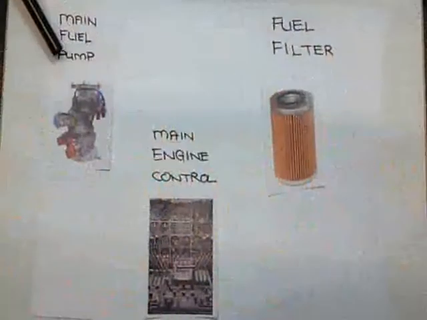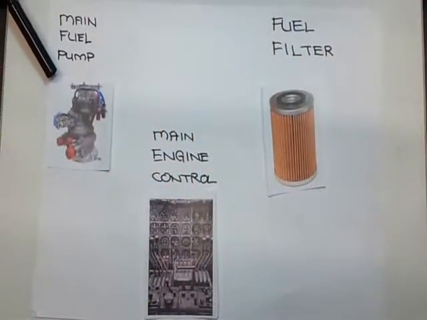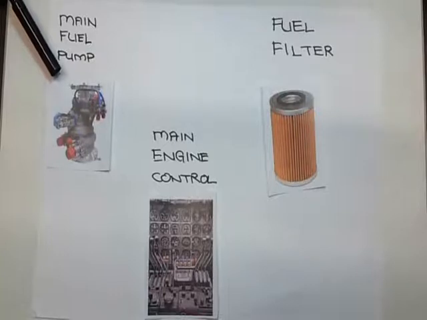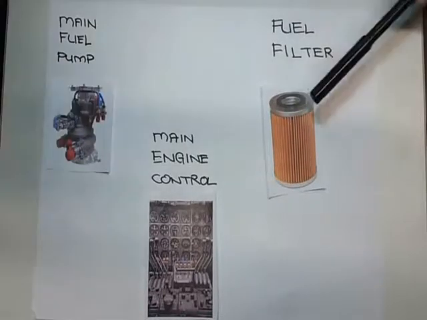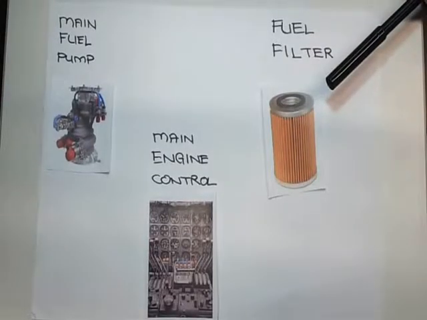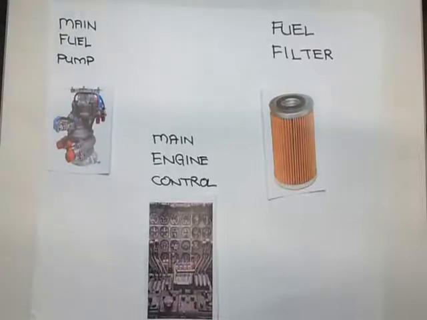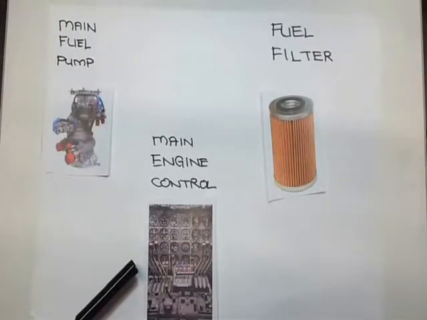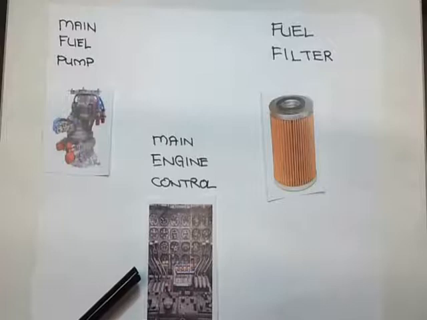The one at the top left is called the main fuel pump. It is a pump that pumps fuel from the fuel tank to the engine. The one on the top right is called the fuel filter. It is similar to the low-pressure filter. It removes any large foreign material from the fuel which might cause damage to the engine-driven pump. The one at the bottom is called the main engine control. It controls fuel flow to the engine.